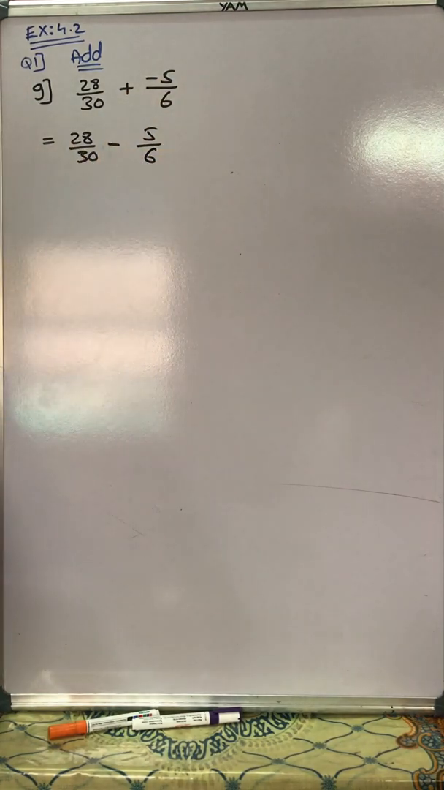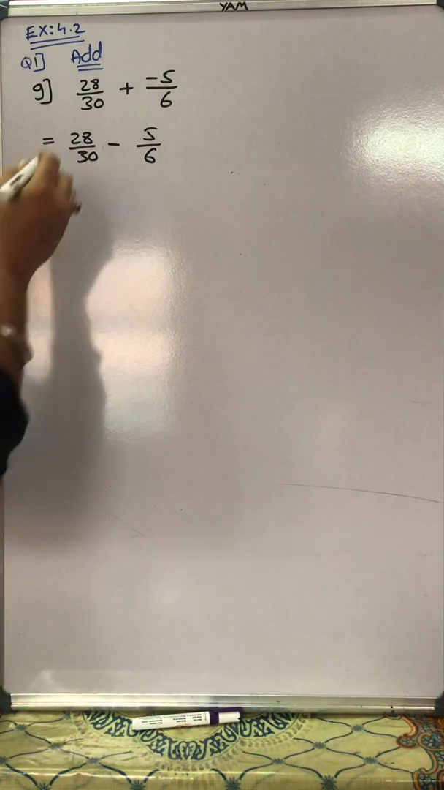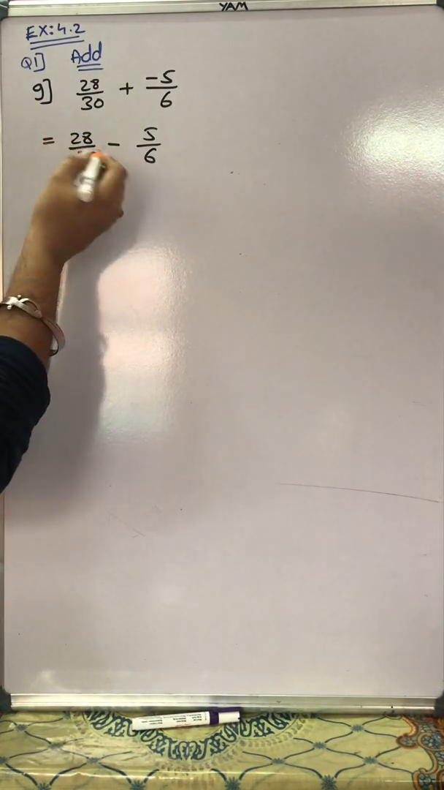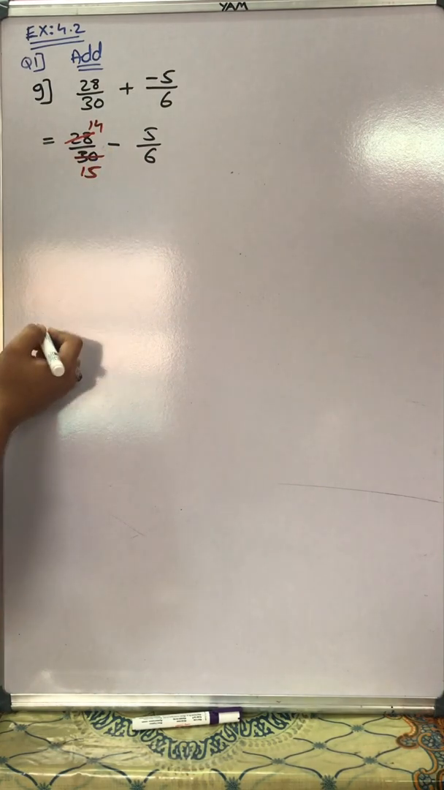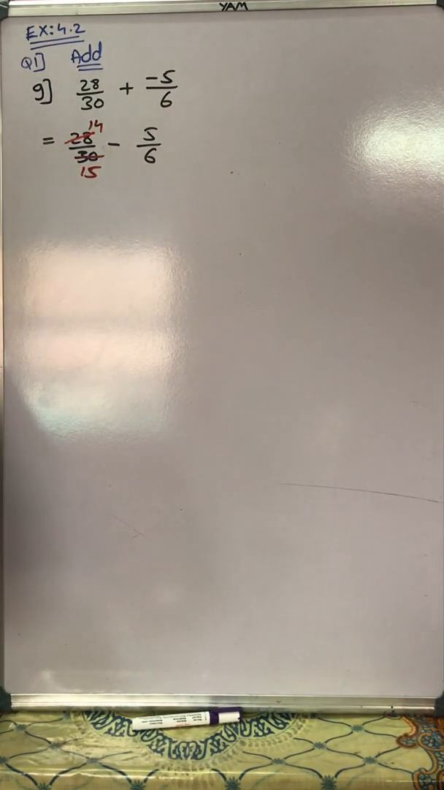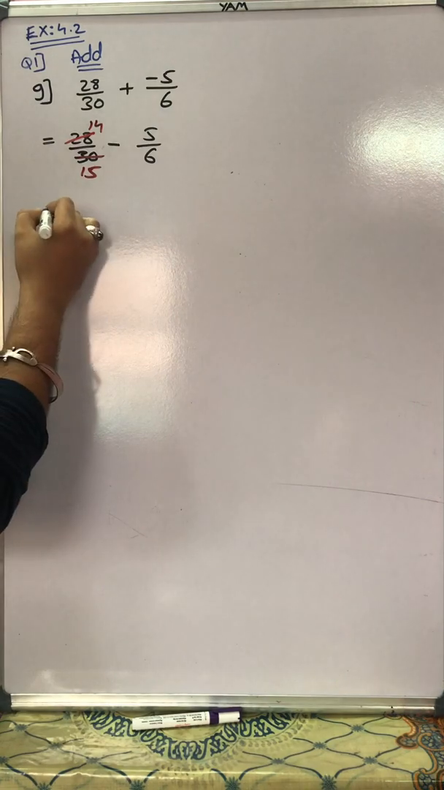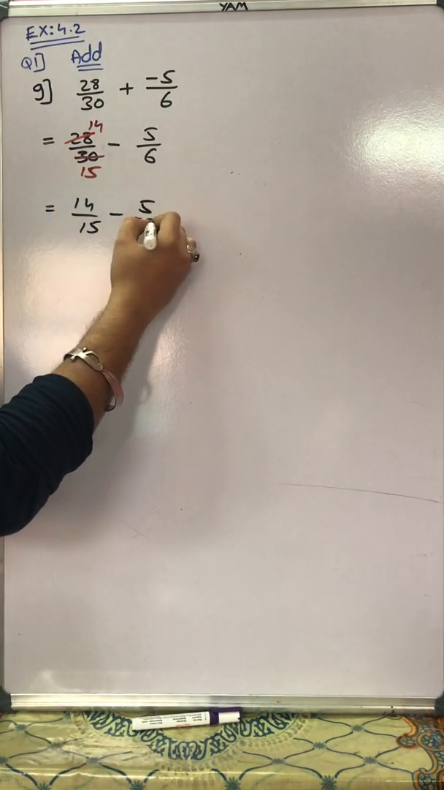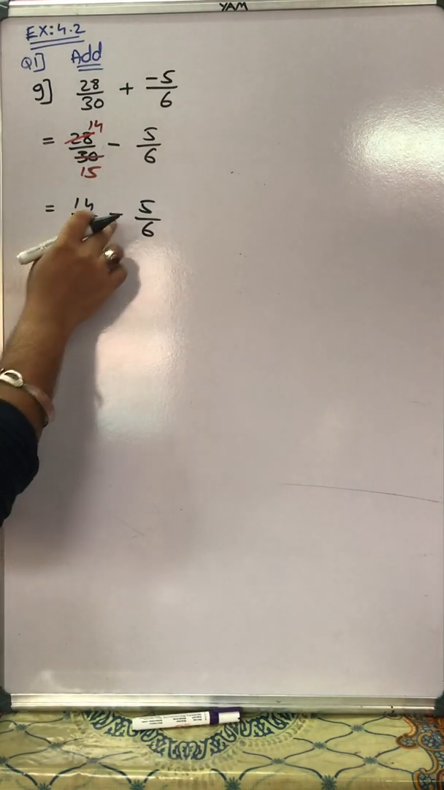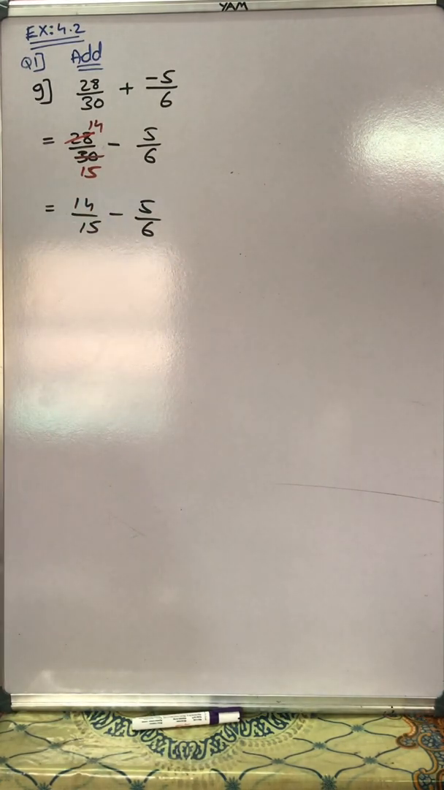Now see here please, on the board. I can cancel it with 2. 2 14s are 28, 2 15s are 30. So now this will become 14 upon 15 minus 5 upon 6. 14 upon 15 minus 5 upon 6. Now how will we solve it?